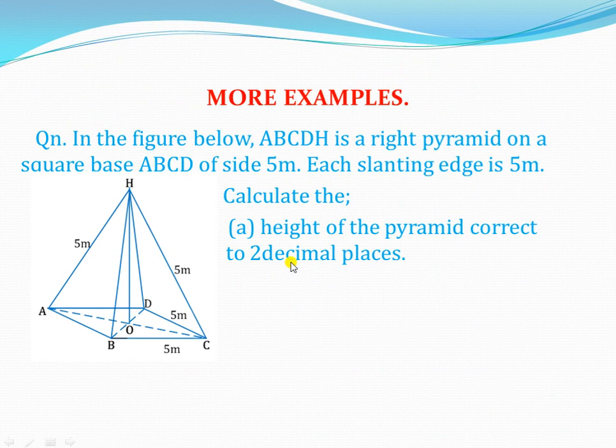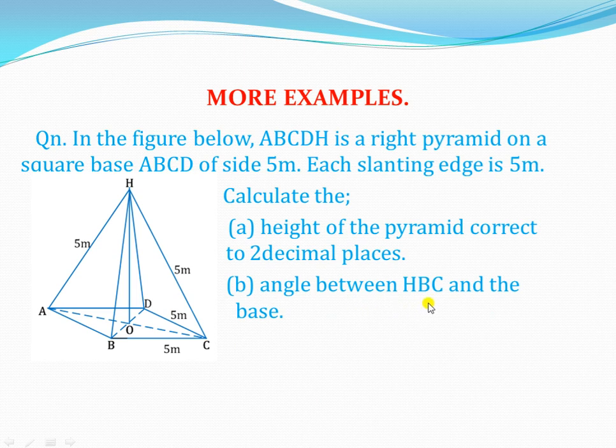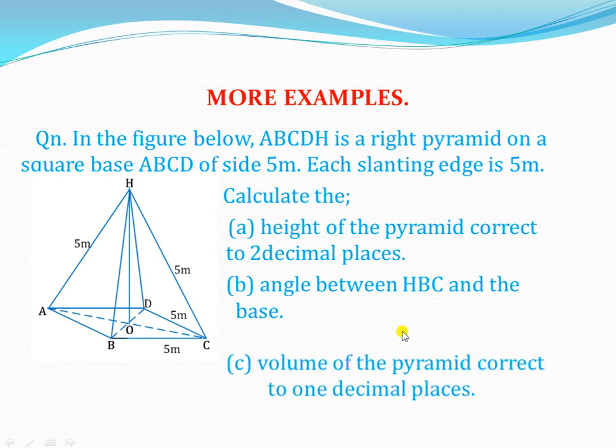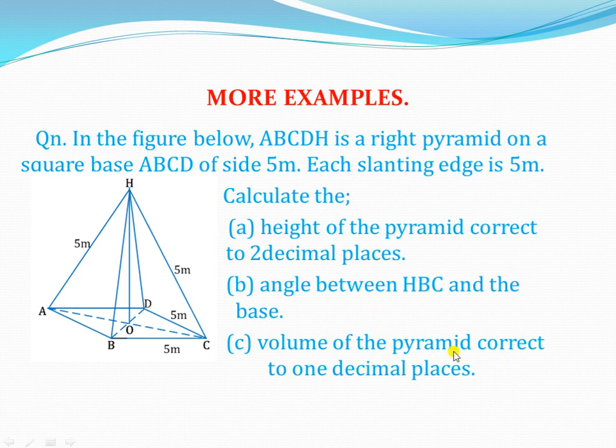Calculate part A, the height of the pyramid, correct to 2 decimal places. Part B, the angle between HBC and the base. And part C, the volume of the pyramid, correct to 1 decimal place. Let's look at the solution for this.